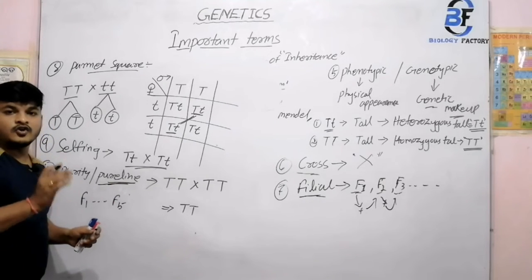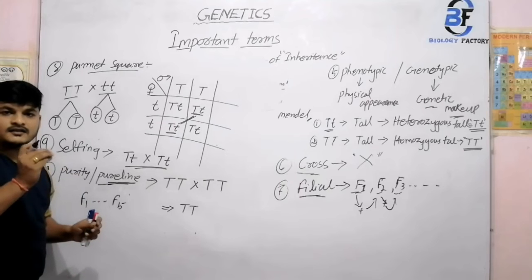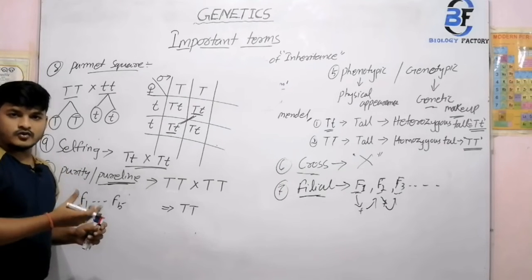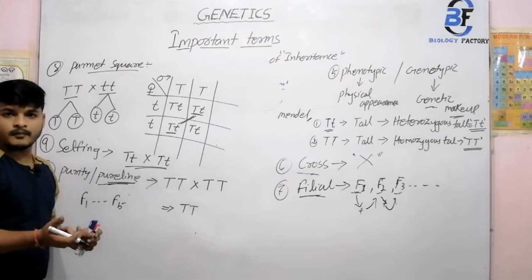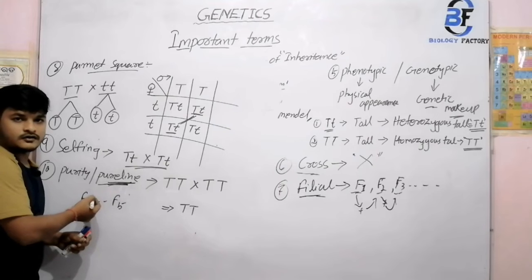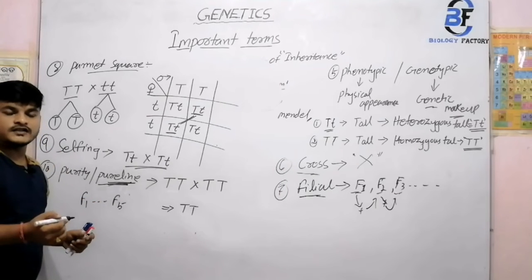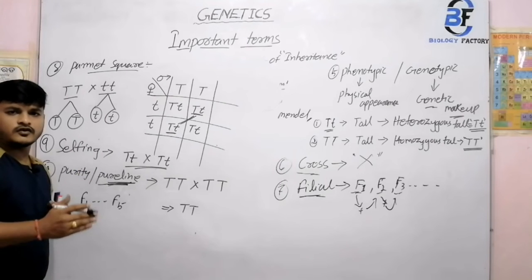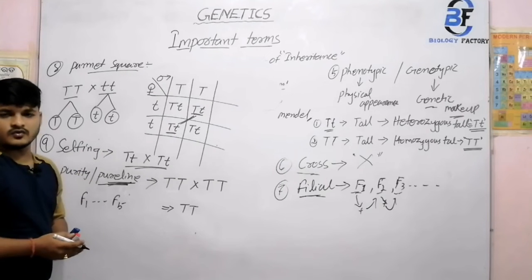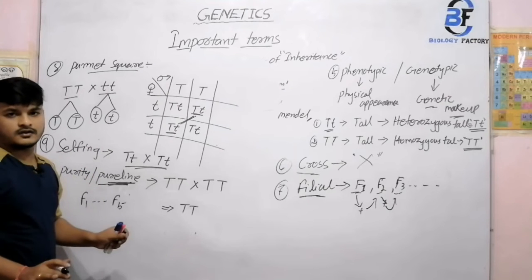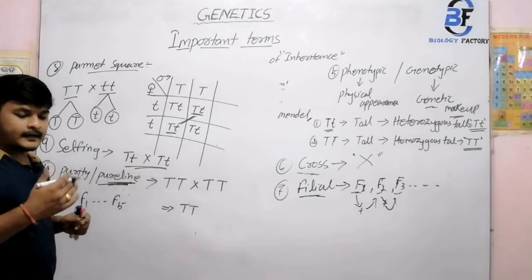That means this seed is your pure line seed, and the plant produced from the seed is a pure line plant. This is your pure line condition, where we get the same offspring from the first generation up to the fifth generation. We get the same answer in every generation, so it is your pure line.